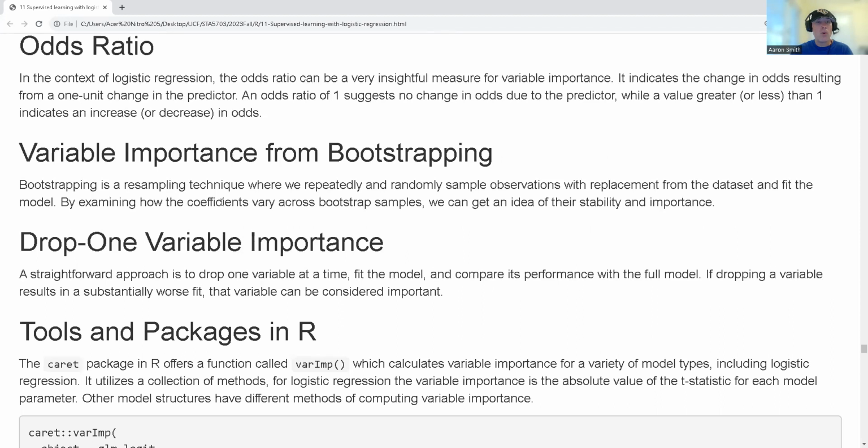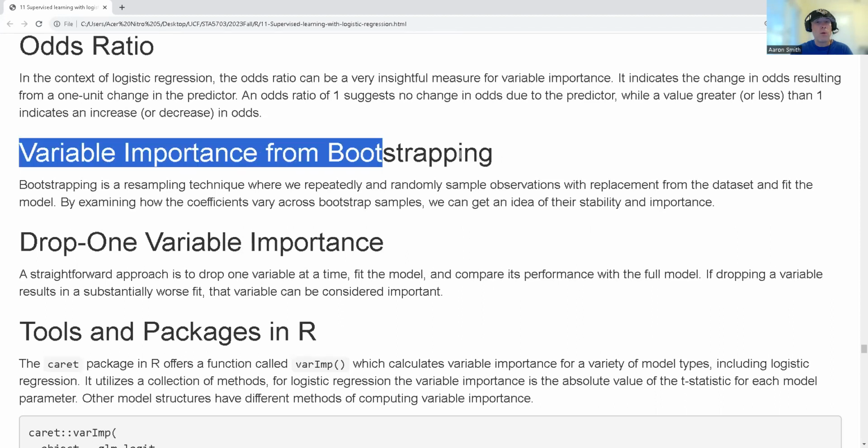Now, we can also do bootstrapping to get a better idea of variable importance. We can get an entire distribution of any statistic I possibly want, including variable importance. And so that bootstrapping is really nice in that I can get an actual distribution of any statistic that I want, to give me more insight into what's truly going on.